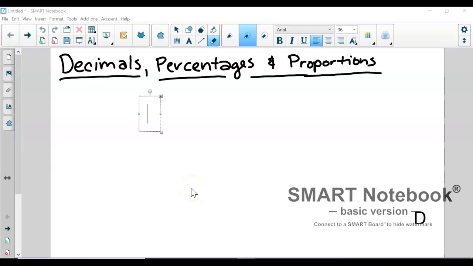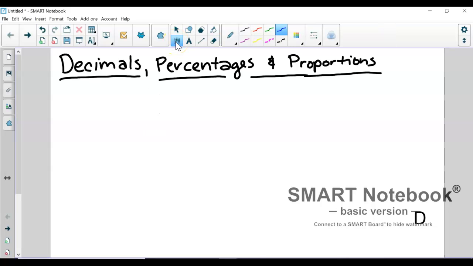All right, today we are going to review some decimals, percentages, and proportions that you learned in the 7th grade. So let's start by thinking about this word percent. It's a word that we hear all the time. You probably use it a lot, but let's think about what it means. So you've got this word per. So per means for every.